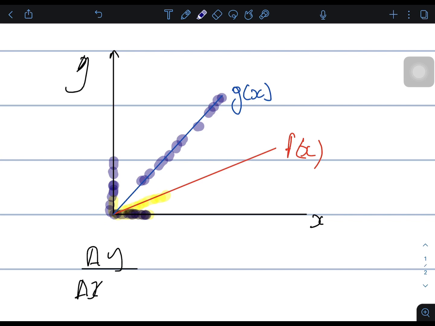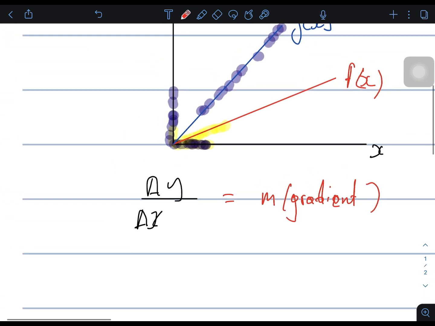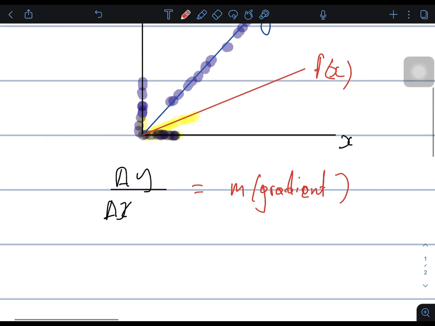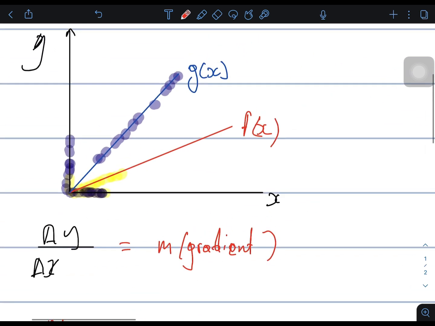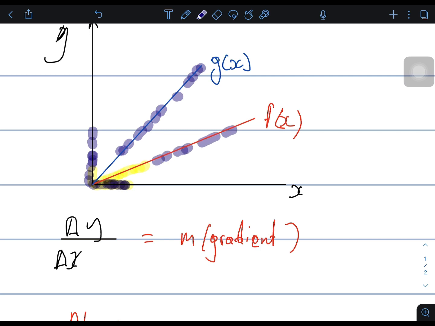The derivative of a graph, it doesn't matter whether that graph is a curve or a quadratic curve, tells you how much gradient there is. Hence you see the change in y with respect to change in x, and that is the gradient. So that means the derivative of f of x gives us the gradient at any point along this function.